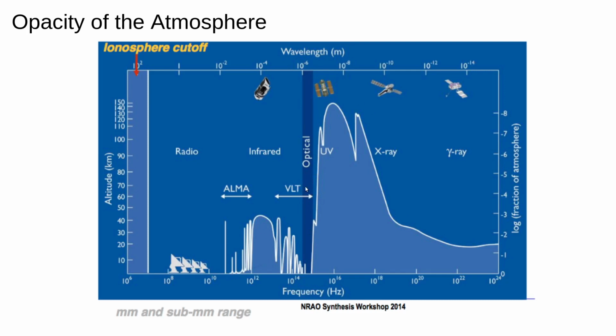In optical there is a small window, and in radio too. As you go to low frequency or long wavelength, there is an ionosphere cutoff. The ionosphere cutoff is around 10 megahertz.